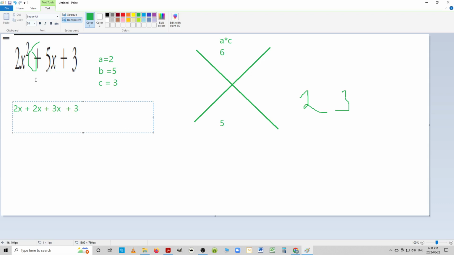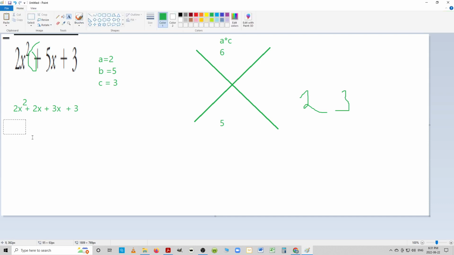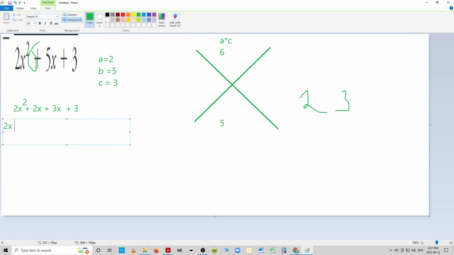And remember, there's a square here. What can I take out of the first two terms? 2x, and so I get x plus 1. What can I take out of the second two terms? 3, x plus 1. Now I can factor out x plus 1 from both, and I'm left with 2x plus 3. So those are the two terms.